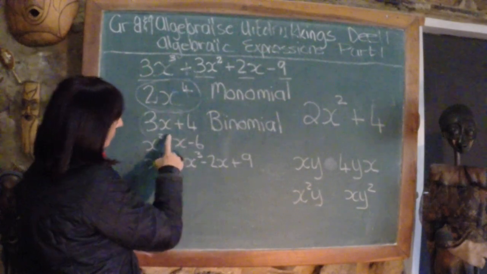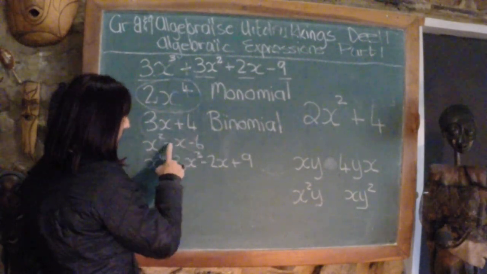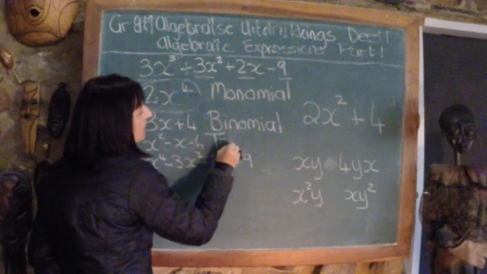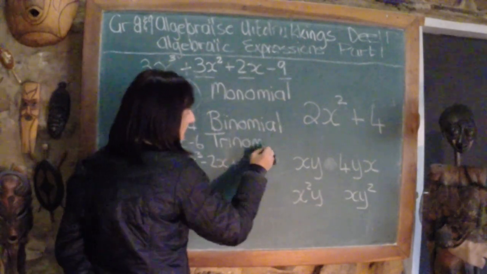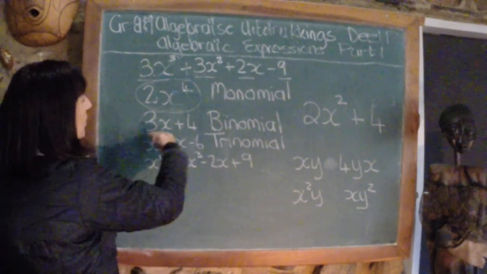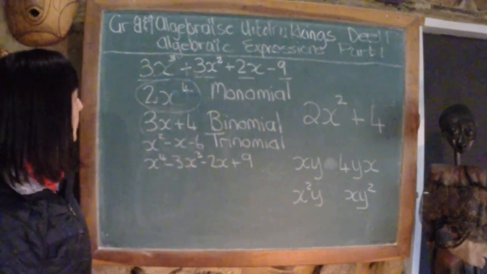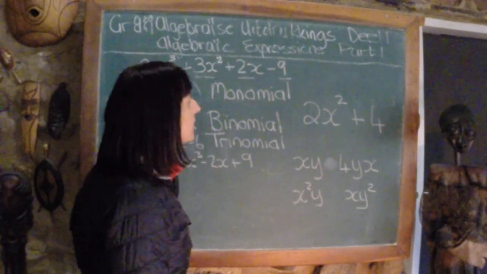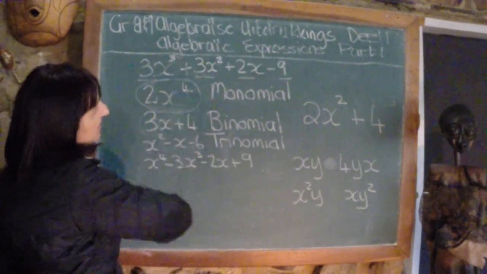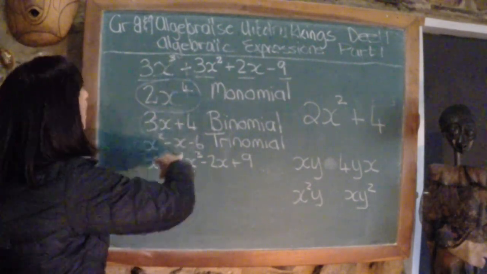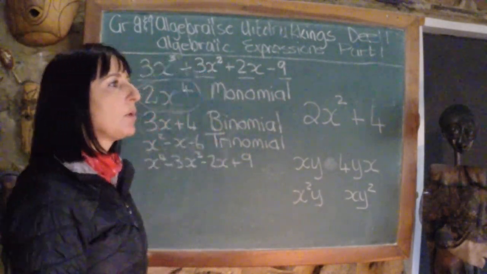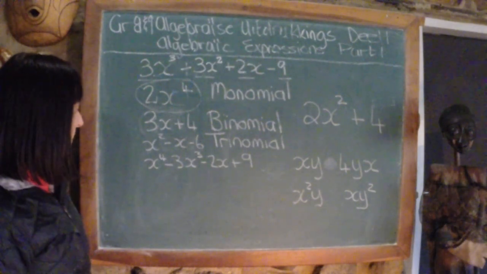Hulle word geskei deur minusse. There's 2 minuses, there's 1, 2, 3 terms that we call a trinomial. Alle terme wat 2 of meer, of alle algebraïse uitdrukkings wat 2 of meer terme het, noem ons polynome. Polynomials. So all algebraic expression with 2 or more terms is called an polynomial. Dis 'n versamelnaam. It's a set name.